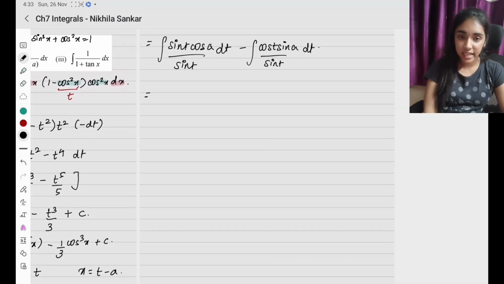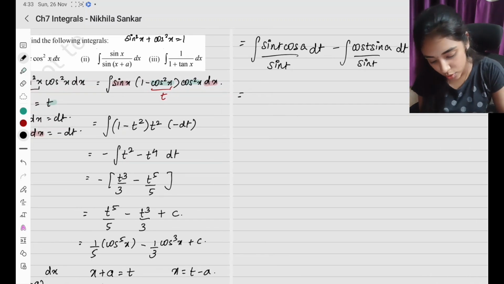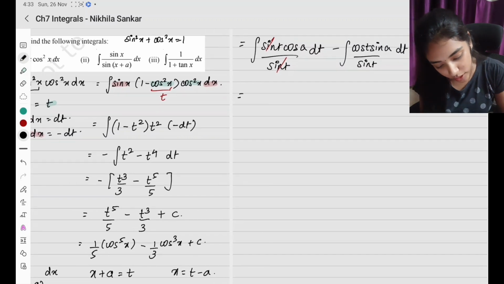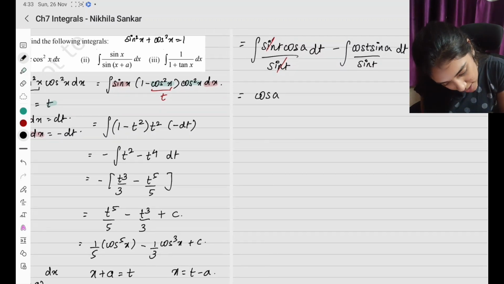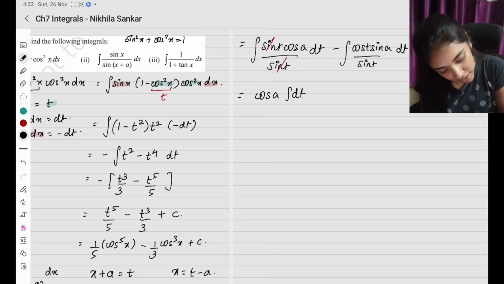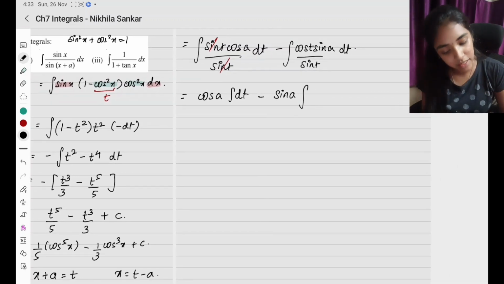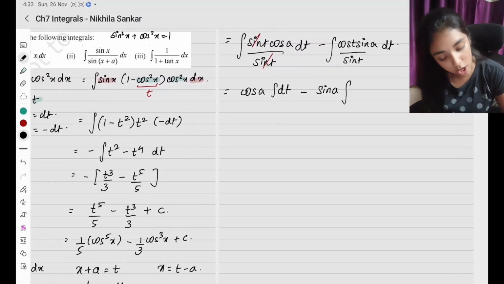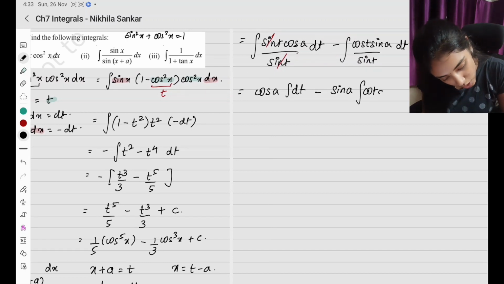Now, cos a and sin a are constant. So, I'm going to take that out and cancel the common terms. So, sin t cancel ஆயிடும். And what will I have? I have cos a integral of dt. இது மறந்துடக்கூடாது. Minus, I have sin a to be a constant. Integral of cos t by sin t என்ன? Cot t. So, I have cot t times dt.